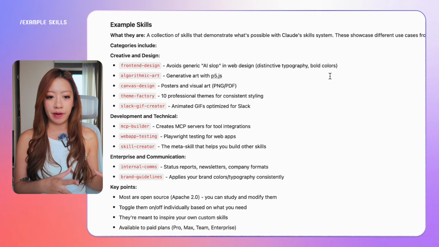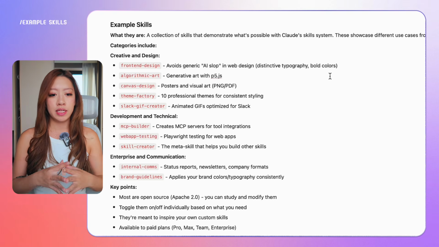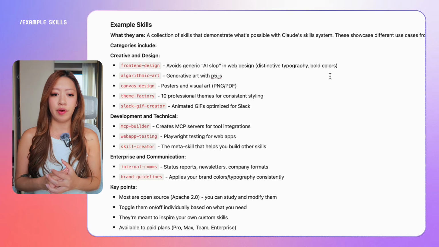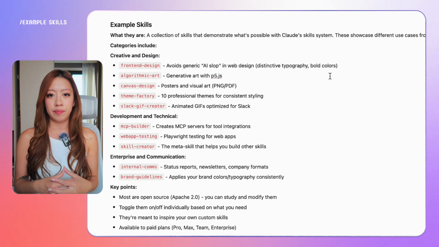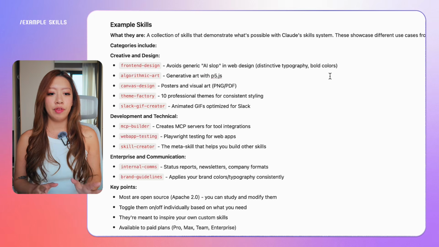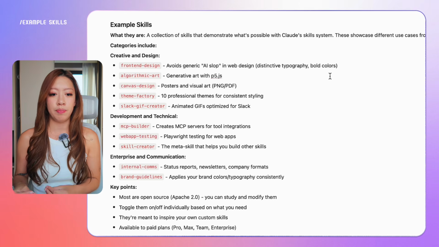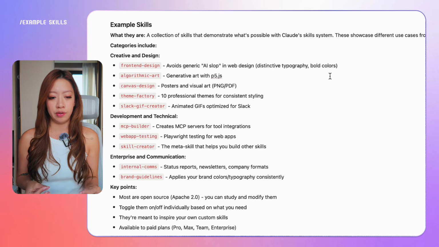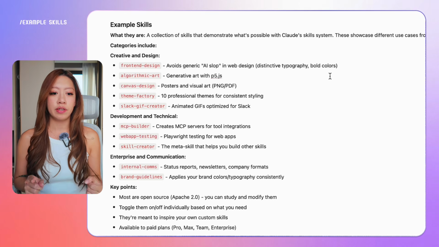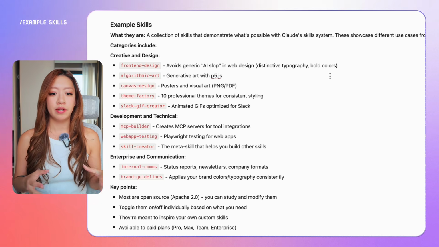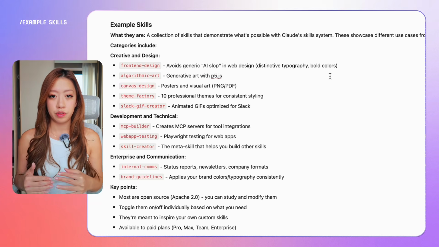There's also Theme Factory, which allows you to have 10 professional themes for consistent styling when it comes to designing. And then you can also create animated GIFs that are optimized for Slack. And then when you have the more development and technical skills, we have the MCP builders, which allows you to use MCP for different tool integrations that you need to use for skills. There's also web app testing, and then the skill creator, which is a meta skill that helps you build other skills, which we'll go into as well.